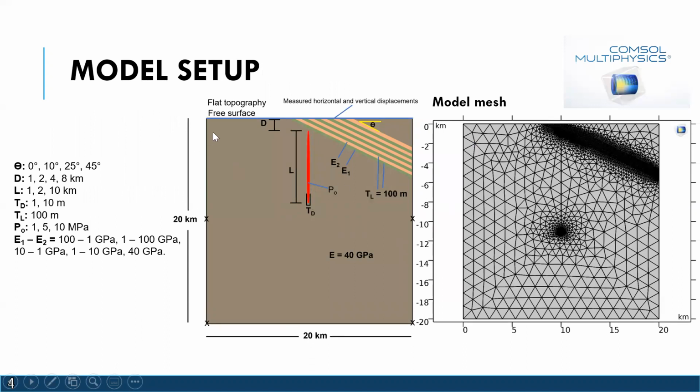We build different models using the finite element method software COMSOL Multiphysics. We model a dike as an elliptical cavity emplaced in a homogeneous and elastic crust, but at its tip, the dike encounters a layered sequence inclined at different angles. We run the models varying the angle of inclination, the depth of the dike tip, the length of the dike, the thickness of the dike, the overpressure of the dike, and the stiffness of the inclined layers, changing its Young moduli.